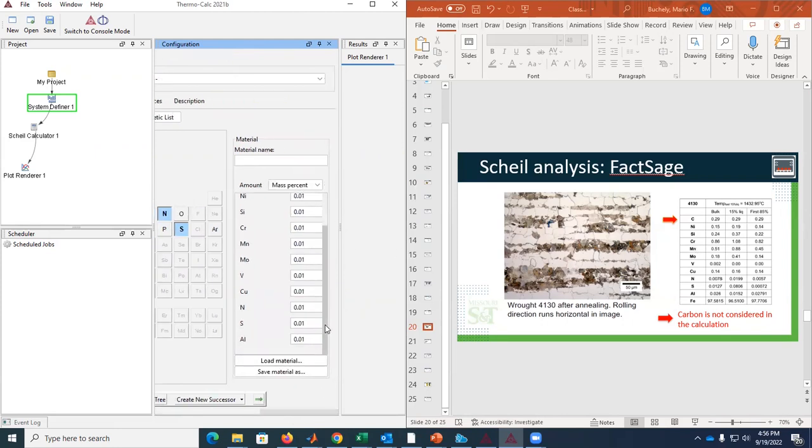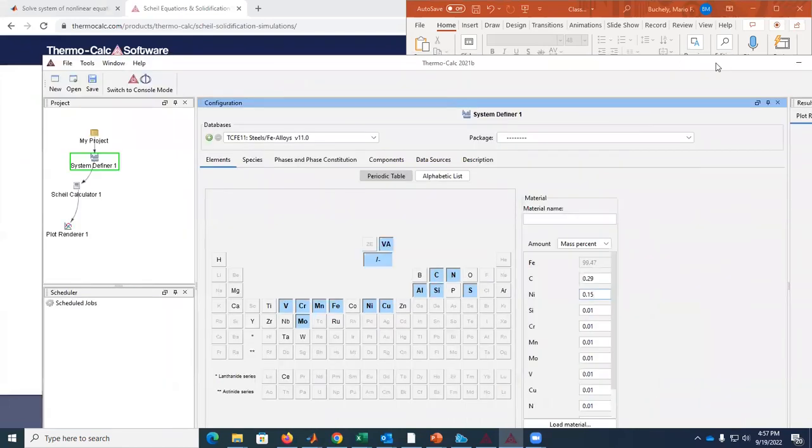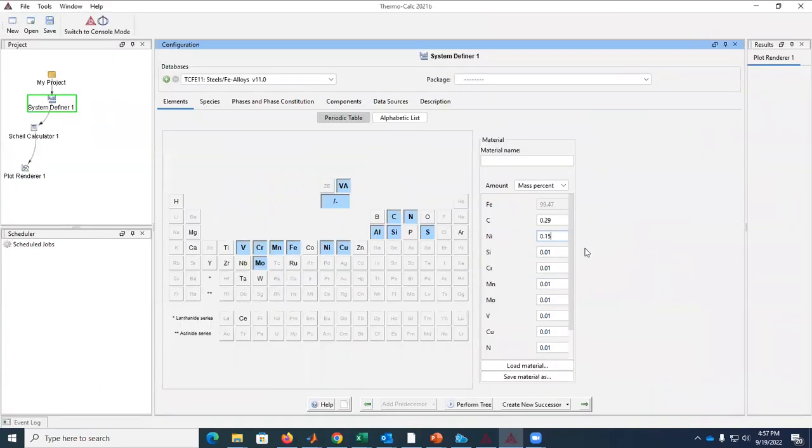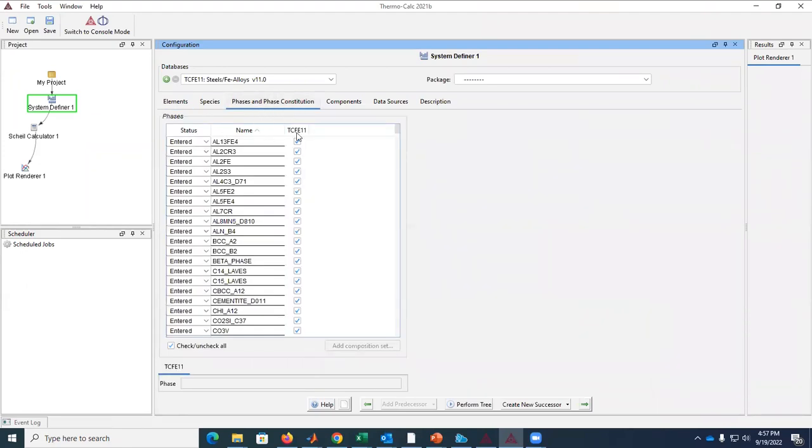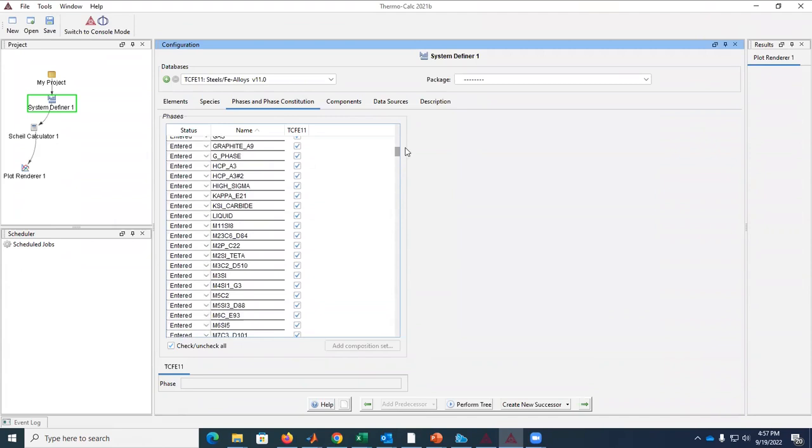Okay, so it's placing the composition of all of these elements in this table. So for example, carbon 0.29, nitrogen 0.15, and so on. So easy. But the other thing that I want to check here, after we place all of the chemistry, is if we go to the phase and phase constitutions, we'll see all of the phases that can be predicted by this model or by this database.